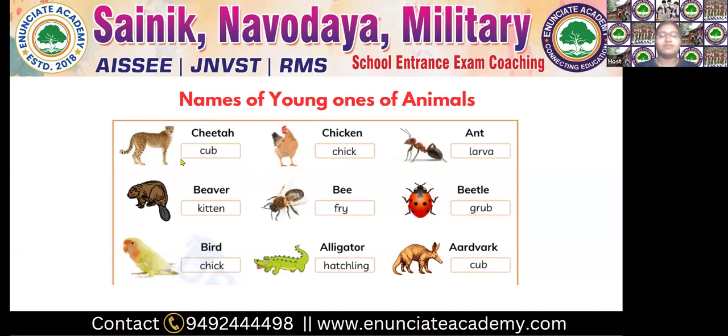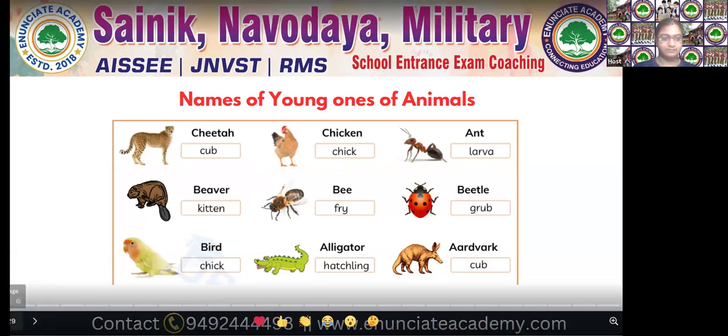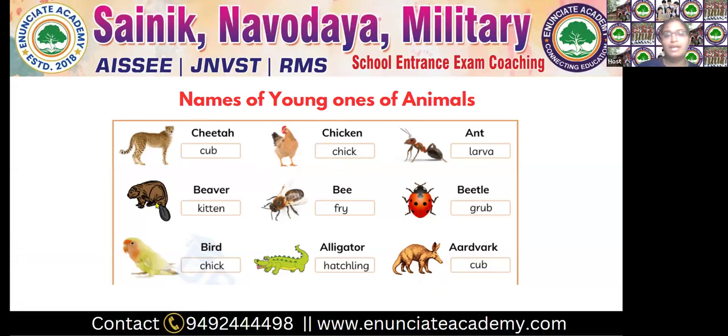The first one is cheetah. What is the name of the young one of cheetah? Cub. The young one of cheetah is cub. And the young one of beaver is kitten.